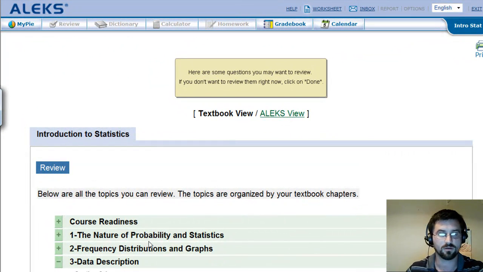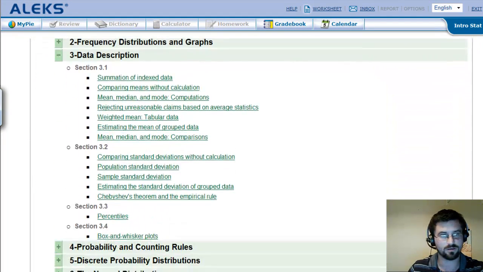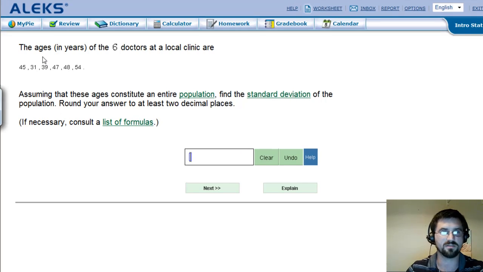So what is this? This is another population standard deviation. See, I'm learning new stuff as I do these for you.